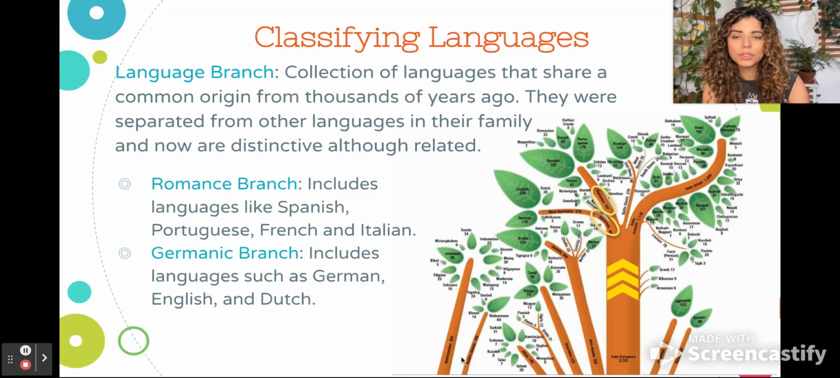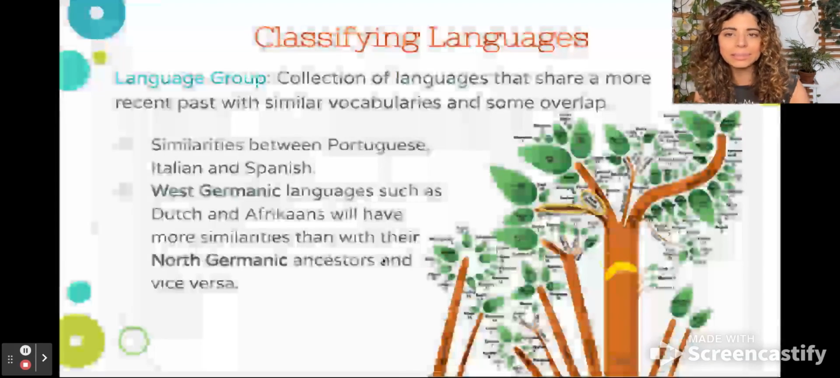Two that are often brought up are the Romance branch and the Germanic branch. Romance branch includes Spanish, Portuguese, French, and Italian. And no, it doesn't have to do with being romantic. It has to do with its Roman origins. And then we have the Germanic branch: German, English, Dutch, just to name some of the main ones.